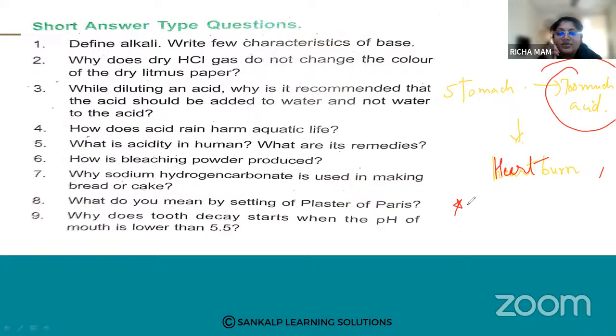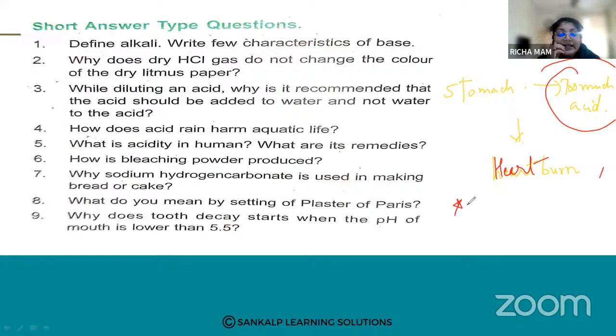Then some other home remedies: you can eat bananas, mint leaves, and ginger. You can include these in your diet. So these are some of the remedies to reduce the acidic level.